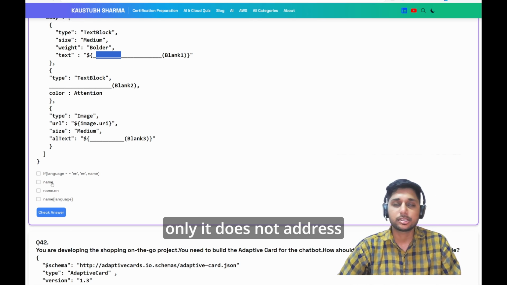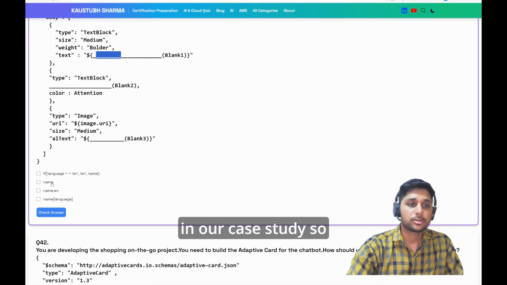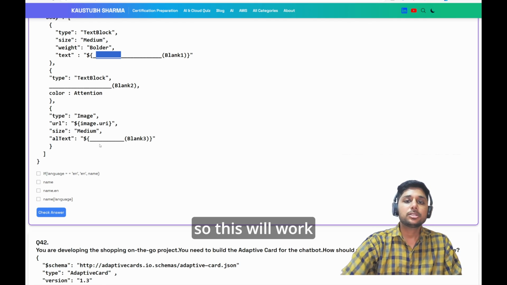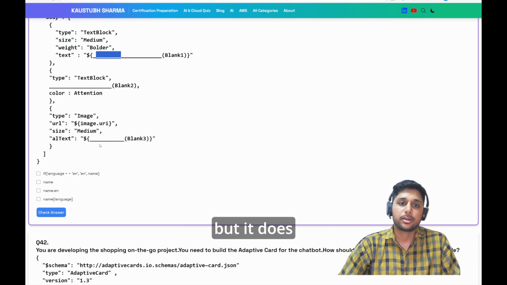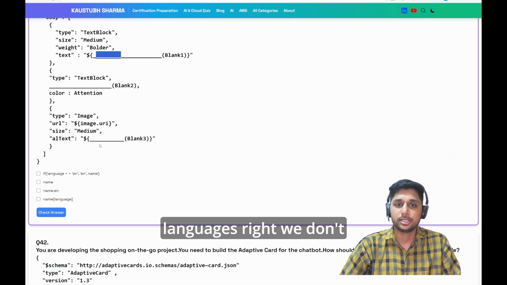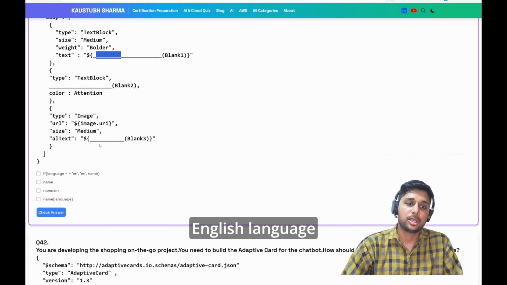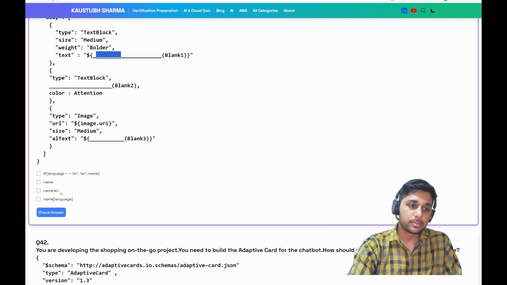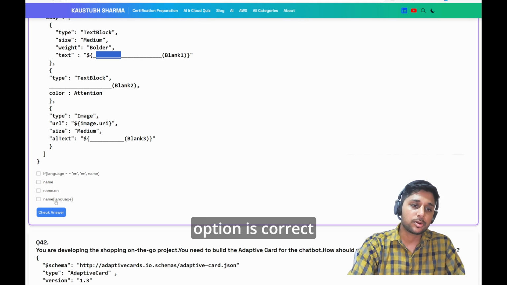It does not address the multilingual needs which we have in our case study. So this is also wrong. Name.en will work fine if our language is always English, but it does not give the flexibility to work on other languages, right? We don't want to hard code it just for the English language. If you want to just hard code it, then this will work perfectly fine. We want to dynamically update it. For this, this option is correct.